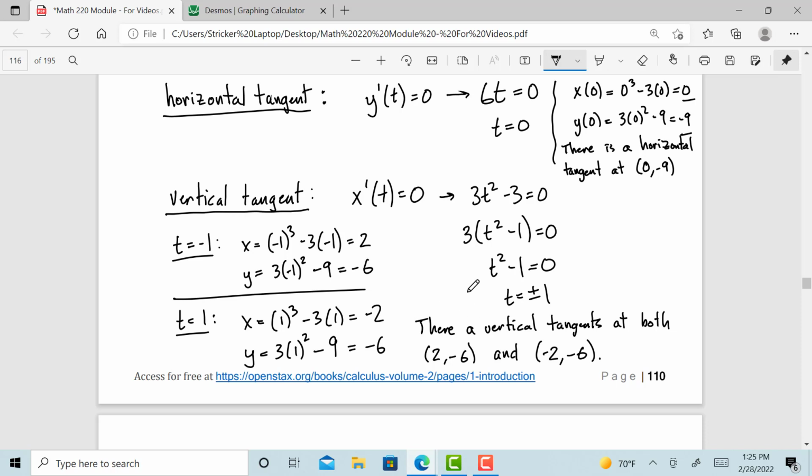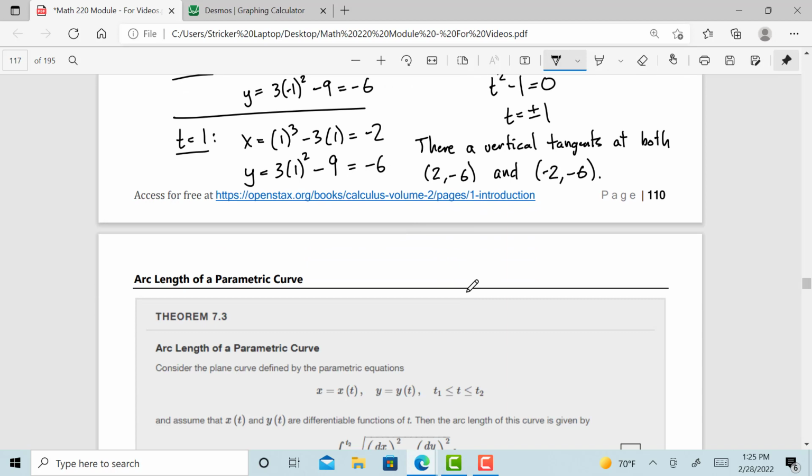We're going to have one more video for this section where we're going to take a look at how to find the arc length of a parametrically defined curve. So we'll see you in the next video.